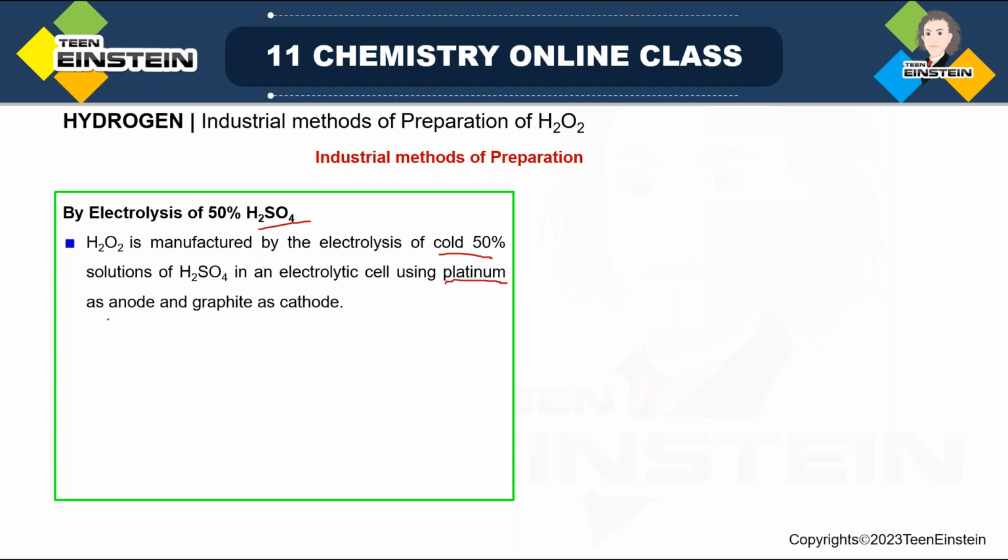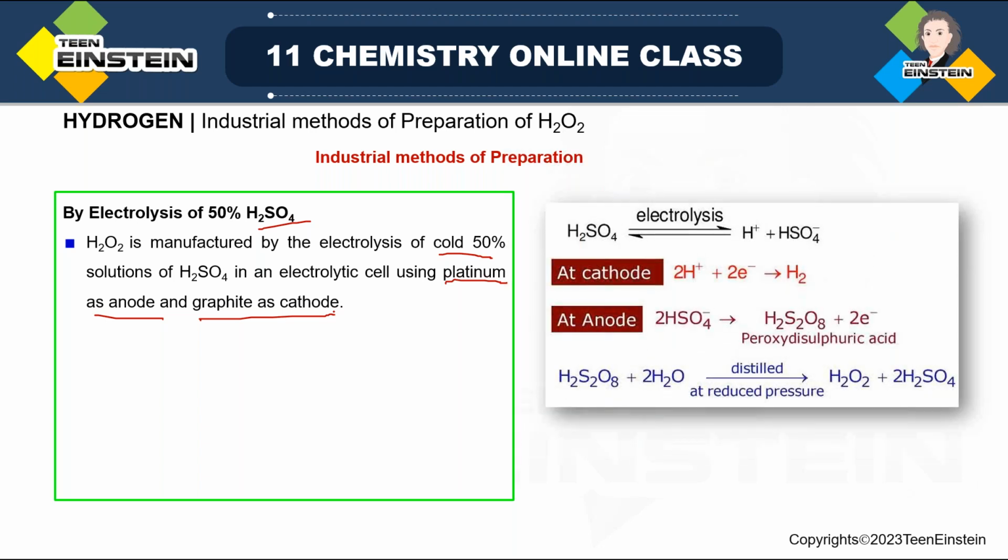This information is important because you may get an MCQ question about which is used as cathode and which is used as anode. So then you can answer it. Okay. So platinum is the anode, graphite is the cathode.